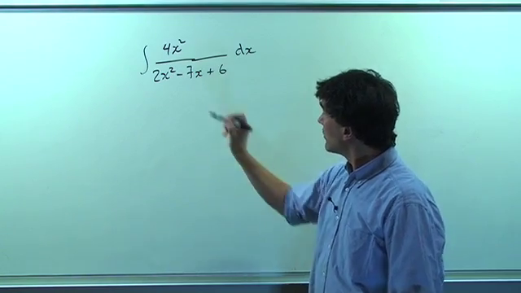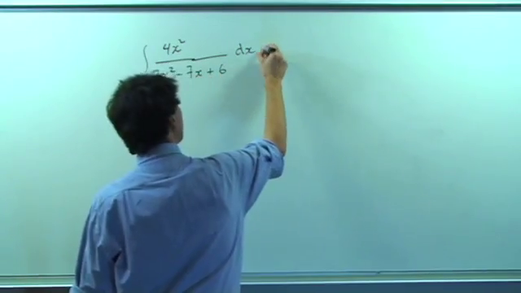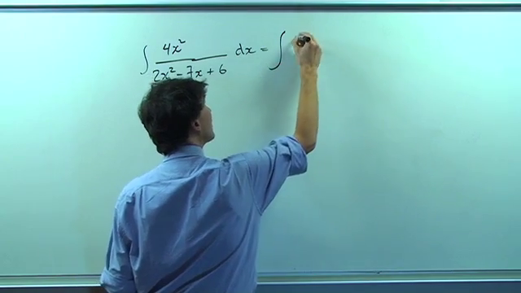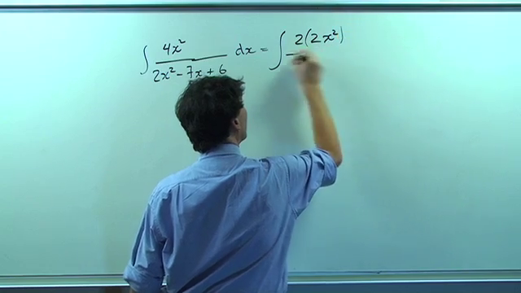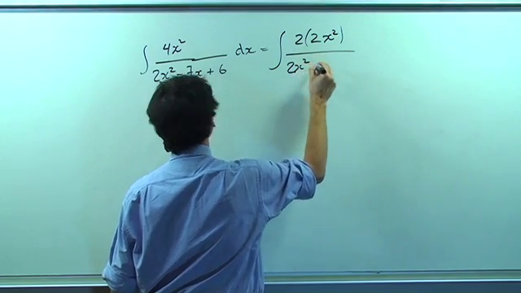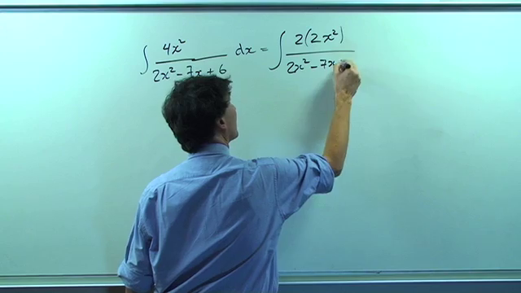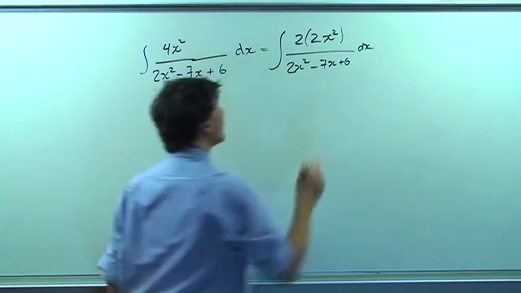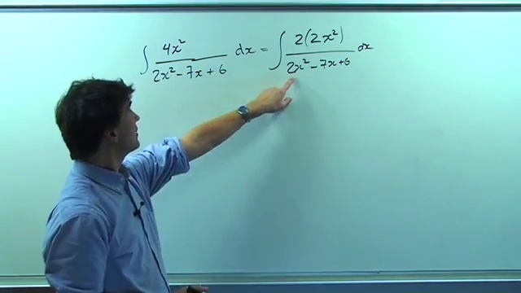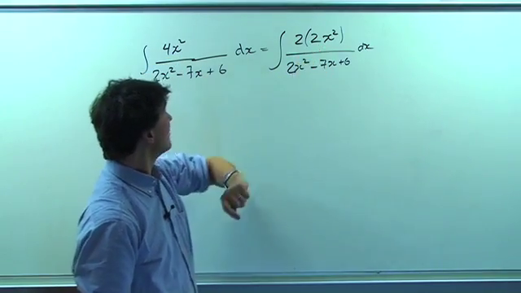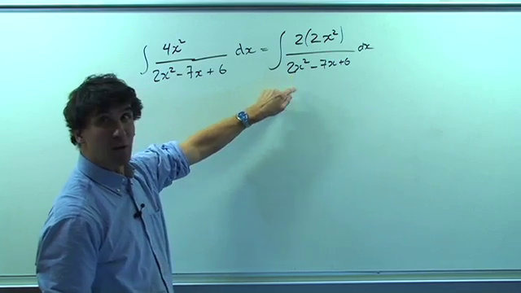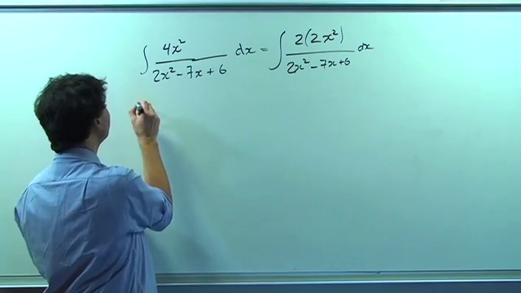Okay, so I'm going to rearrange this and write it as the integral. First of all, I'll take a factor of 2 out: 2 times 2x squared divided by 2x squared minus 7x plus 6 dx. So that 2x squared was pulled out. I've just taken that 4 and written it as 2 times 2. And that was done to make that 2x squared look like the first part of the denominator.